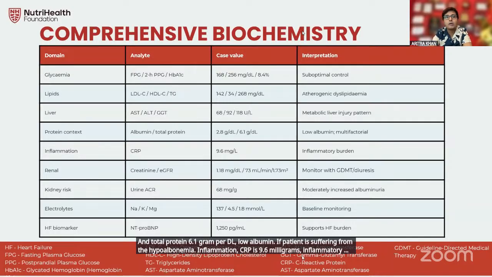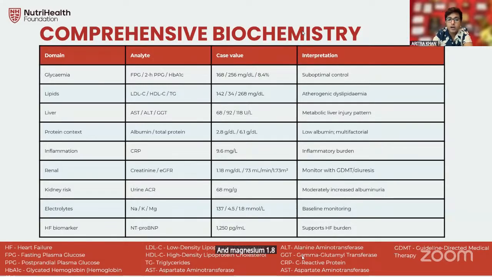When the CRP is high, we all know the pro-inflammatory cytokines will be higher, like IL-6, IL-8, tumor necrosis factor alpha, etc. Renal, 1.18 mg/dL is creatinine, and 73 mL/min/1.73 m², that is the eGFR. And urine ACR 68 mg/g, moderately increased albuminuria. Electrolytes 137, 4.8, and magnesium 1.8, and heart failure biomarker is 1250 pg/mL, which supports heart failure burden, which is pretty high. Next slide, please.